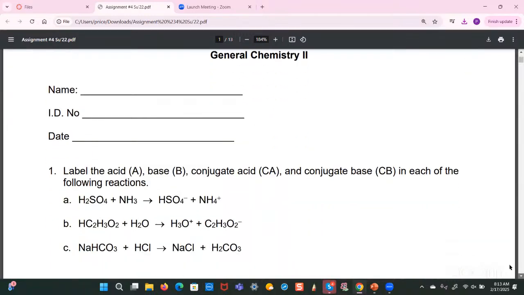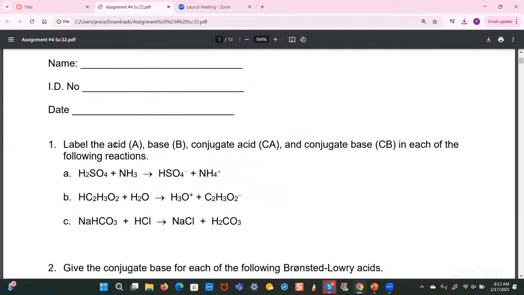First question is, label the acid A, the base B, the conjugate acid Ca, and the conjugate base Cb in each of the following reactions. So they're giving you 3 equations, and you are to determine, based on presumably the Bronsted definition, what's the acid, what's the base, what's the conjugate acid, what's the conjugate base, right? So let me help you out with the first one.